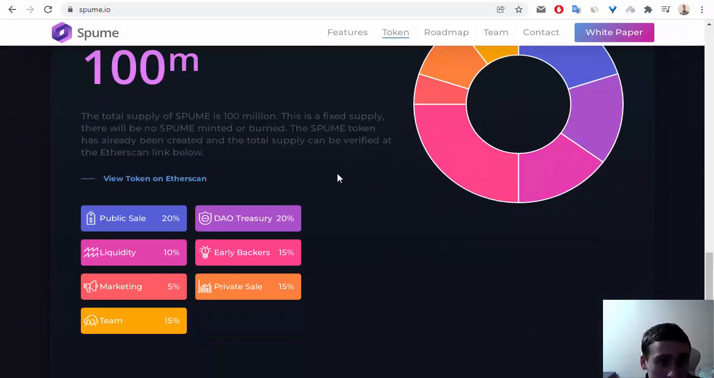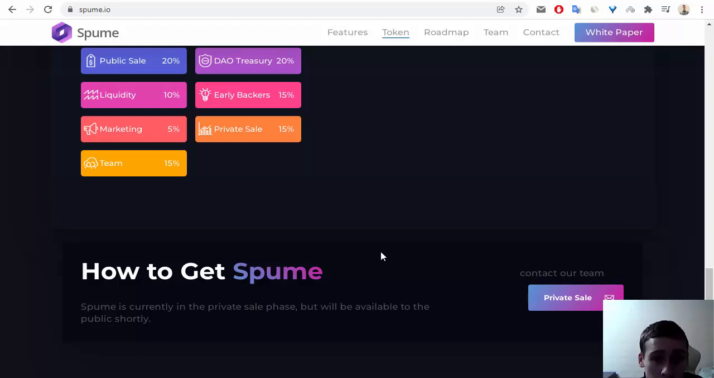So we can see a link to Etherscan, information about distribution also. So public sale is 20%, DAO also 20%, liquidity 10%, early backers 15%, marketing 5%, private sale 15%, and for team also 15%.